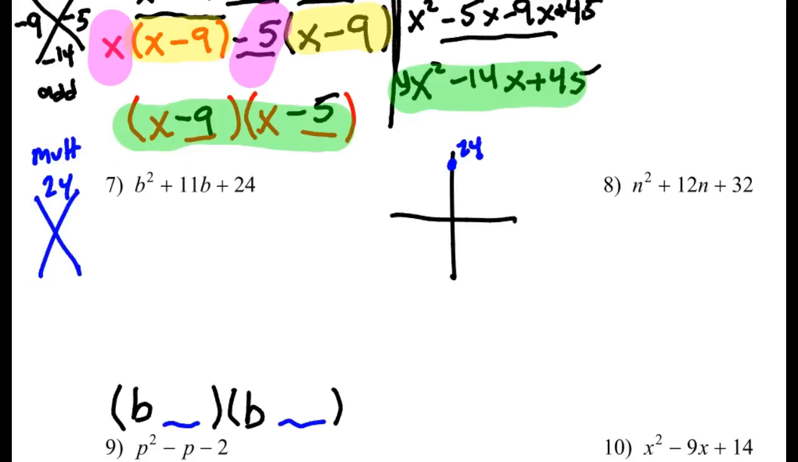But they also need to add to the middle number here, 11. So what are the two numbers that multiply to 24 and add to 11? We get here 8 and 3. Right? So instead of writing 11b, we're going to write 8b plus 3b. We're replacing. Usually we're adding that together and getting our final answer, but now we're going reverse, so we're breaking it apart.